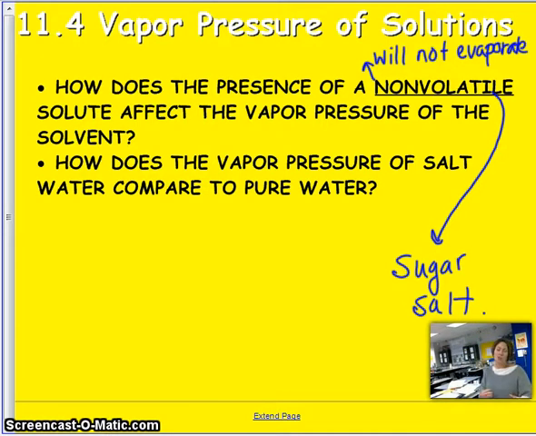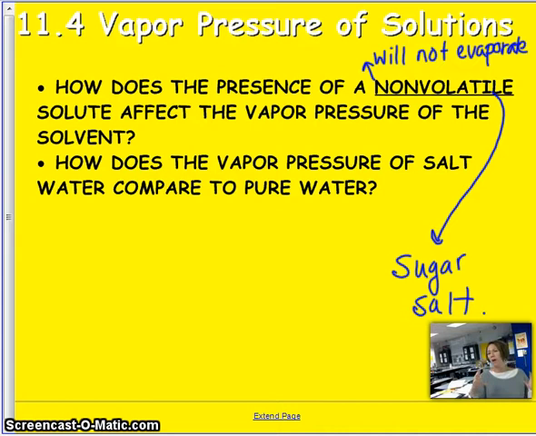Volatile solutes do evaporate easily, and those would be things like ammonia or alcohol or acetone, and we'll talk about those later. For now, we're going to talk about what happens when you add salt to water. What does that do to water's vapor pressure? Well, pure water has a particular vapor pressure depending on the temperature that it's at. The higher the temperature, the greater the vapor pressure.